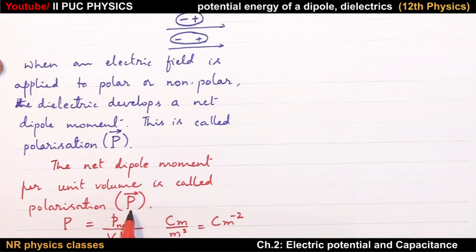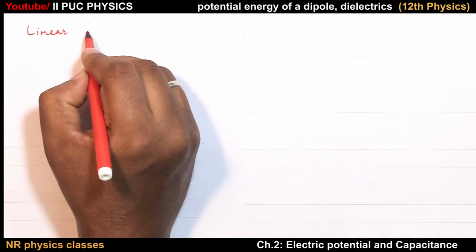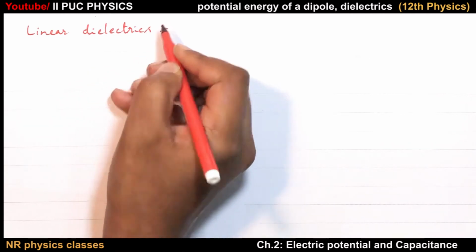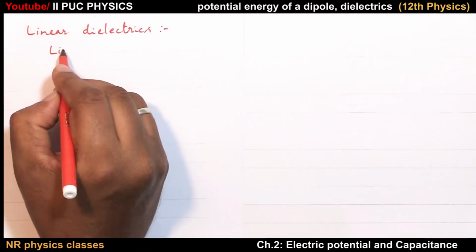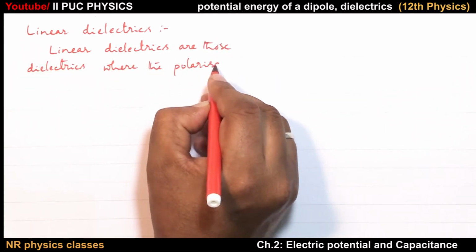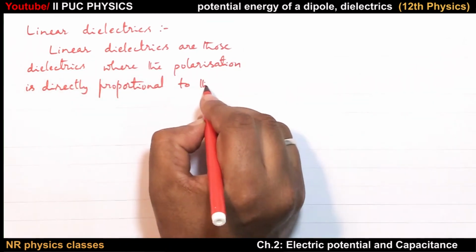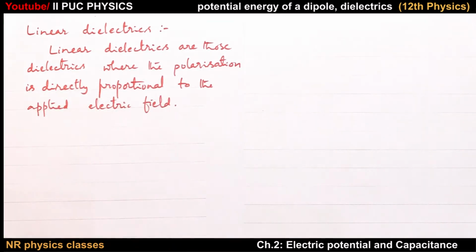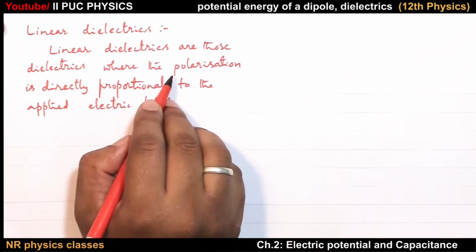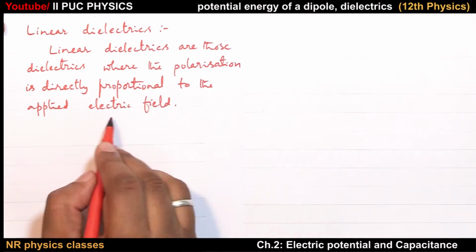There is another polarization in optics that is different. There we should call it polarization of light. Here, it is dielectric polarization. Next is linear dielectrics. Linear dielectrics are those dielectrics where the polarization is directly proportional to the applied electric field.